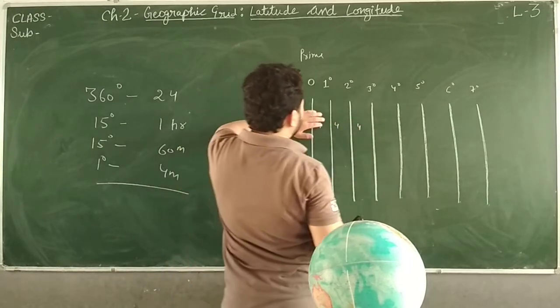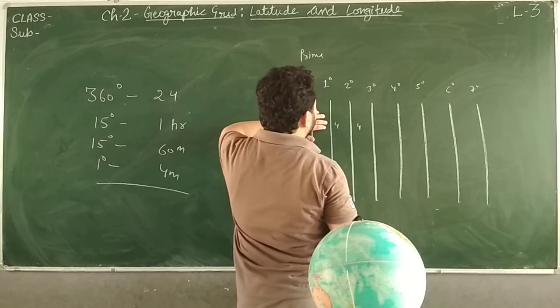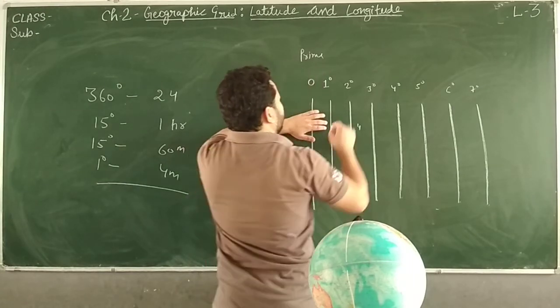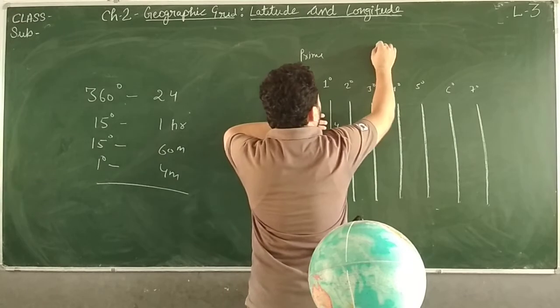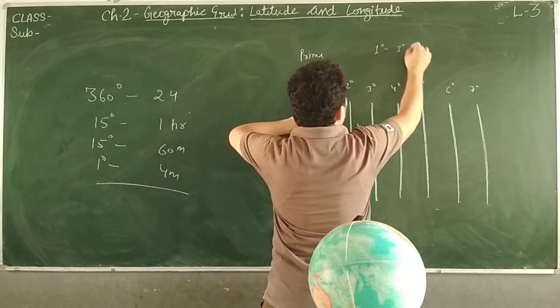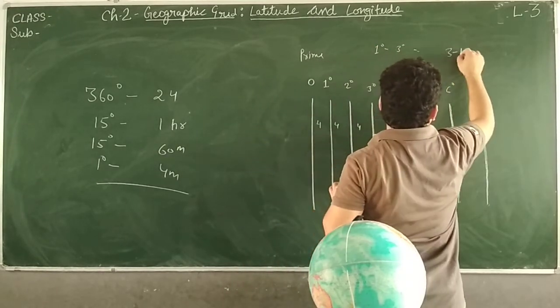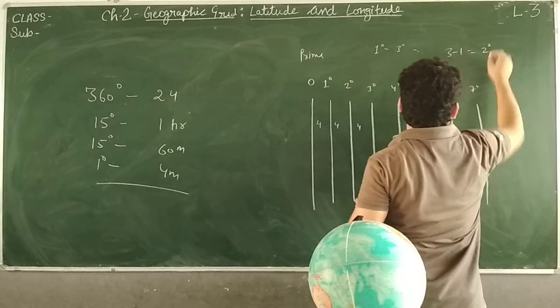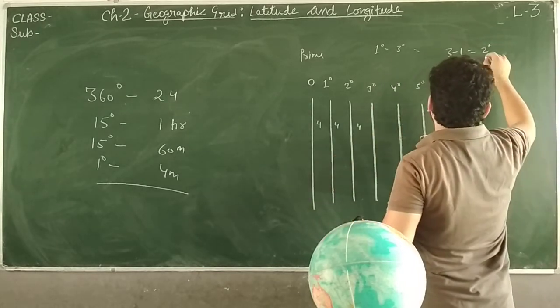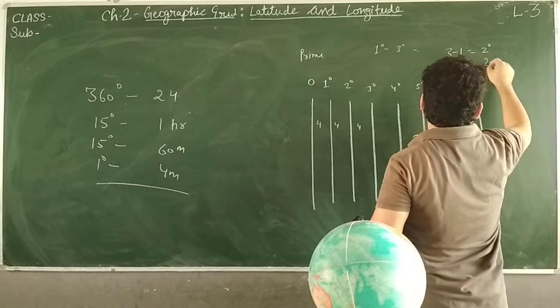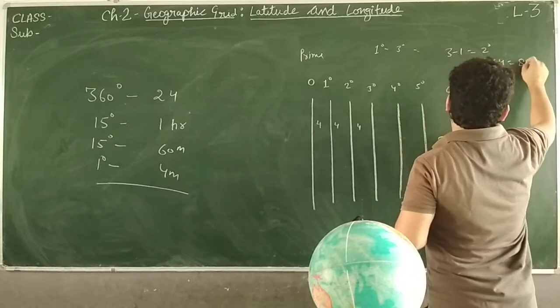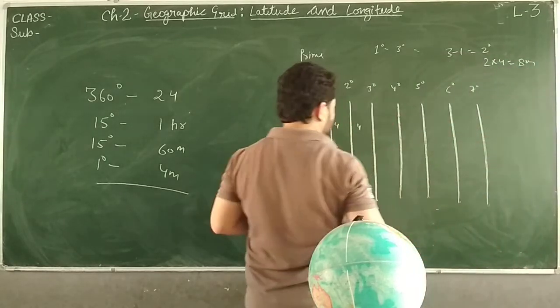And if I ask you what the time difference is between the line at 1 degree and 3 degrees, it means 3 minus 1 is 2. There is a 2 degree difference, and since 1 degree is 4 minutes, 2 degrees will be 2 into 4, which is 8 minutes. So you can say 4 and 4, 8 minutes. Clear?